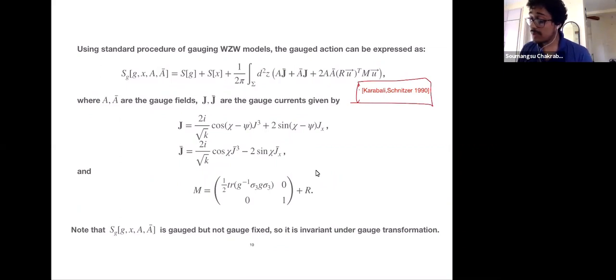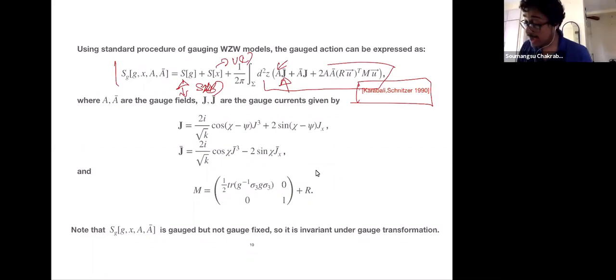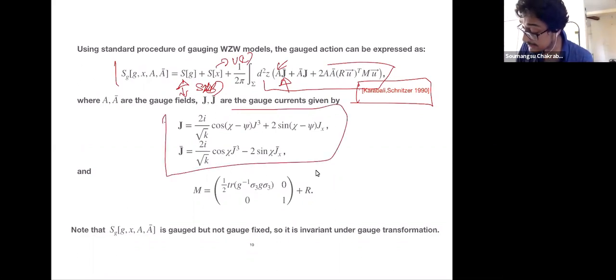Basically, the way you write the gauged Wess-Zumino-Witten action is exactly this form. This is the Wess-Zumino-Witten action of SL2R. This is the U1 gauged Wess-Zumino-Witten action, and when you gauge, you get these extra terms. A is the gauge field, J is the gauge current, and there are also other terms. And these are the gauge currents.